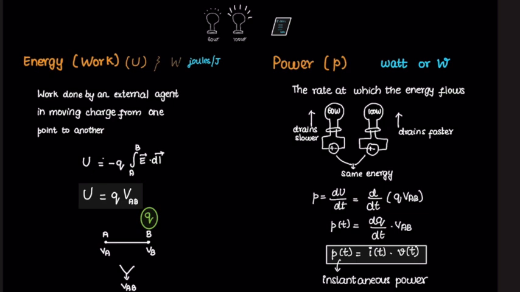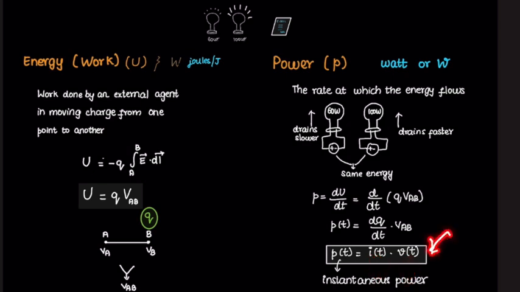So power p(t) is given by i(t) into v(t). This term that we have derived is the instantaneous power. What is instantaneous power? It is the power at that particular instant t. For example, we can have a different power consumption in 1 second and a different power consumption in 2 seconds. So p(t) is nothing but the instantaneous power, and it is given by the multiplication of the instantaneous current i(t) and the instantaneous voltage v(t).